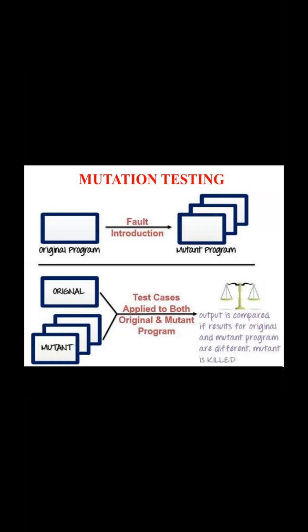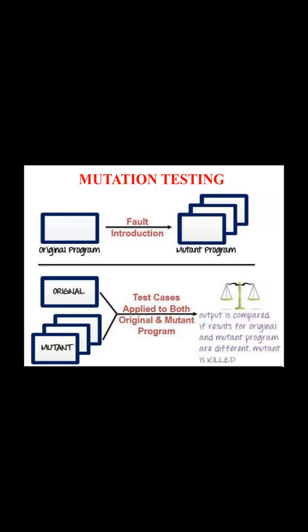So if you understand from this diagram, mutation testing is explained in this diagram itself. We will take the original program and add some fault. That is, we explicitly add some fault to the original program, and we will get the mutant program.